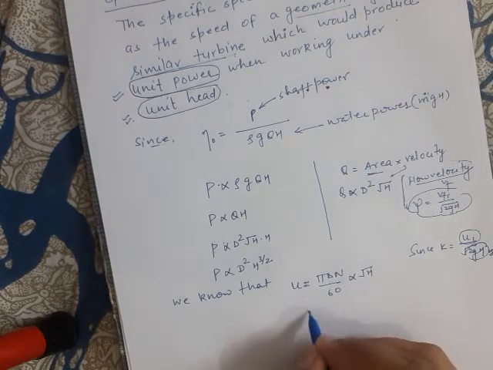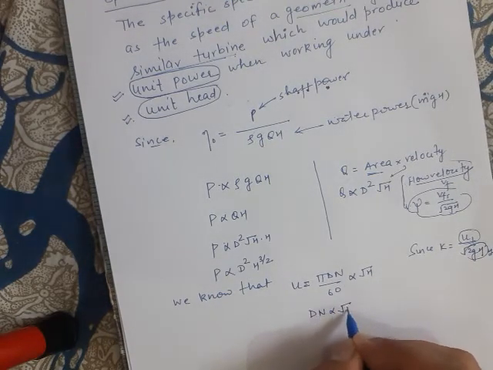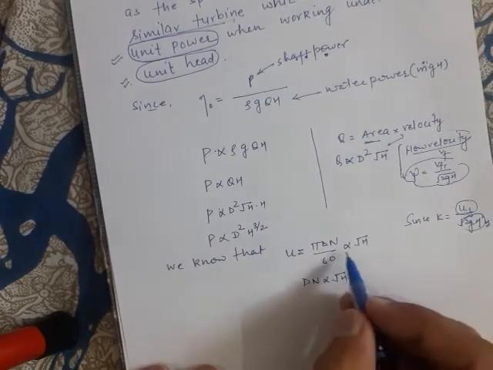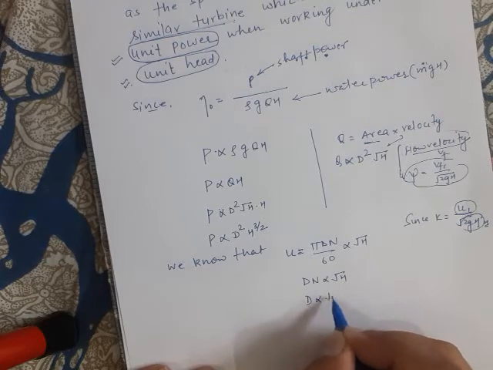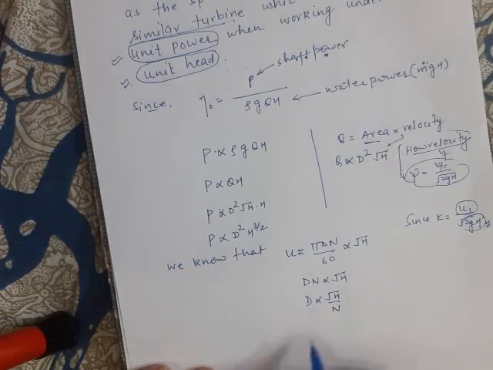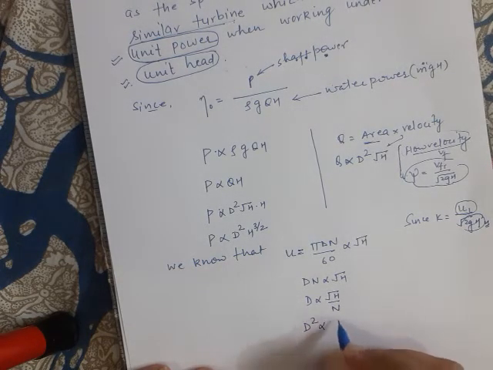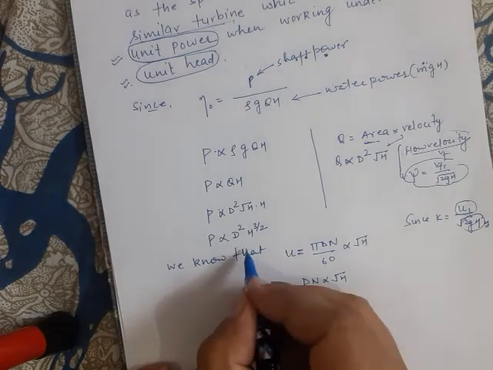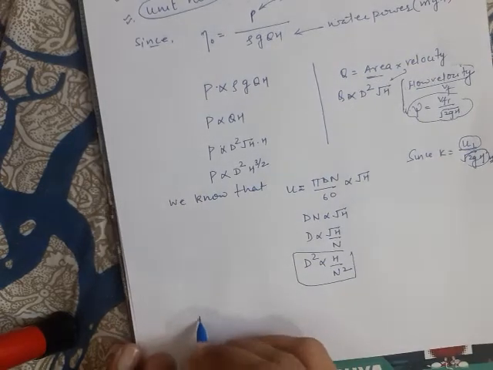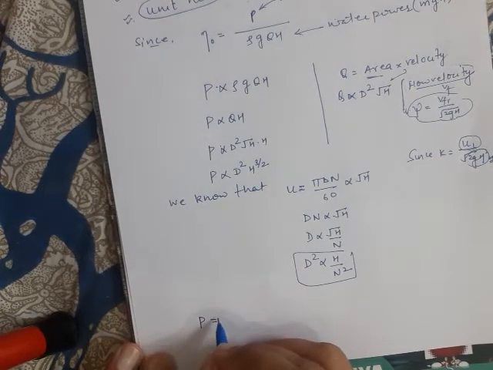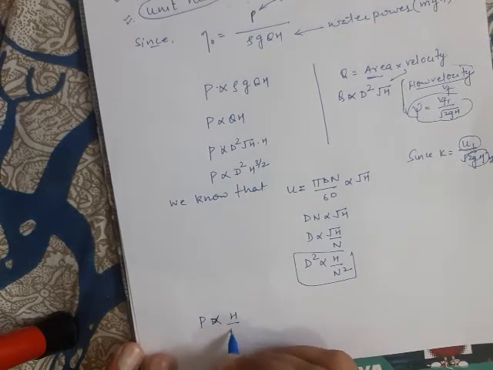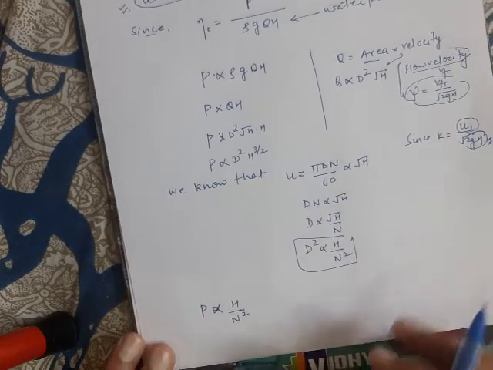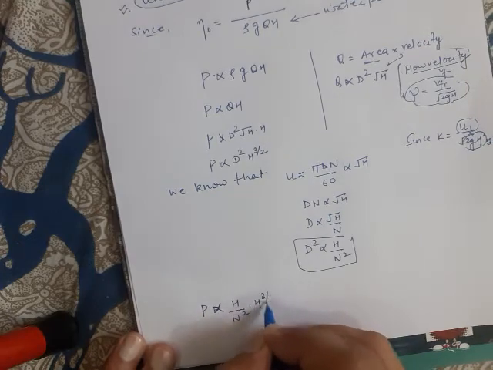From this expression, we have D N directly proportional to root of H. Therefore, D is directly proportional to root of H by N, and therefore D square is proportional to H upon N square. Now put this value over here. We will have P directly proportional to H upon N square, multiplied by H raised to power 3 by 2.